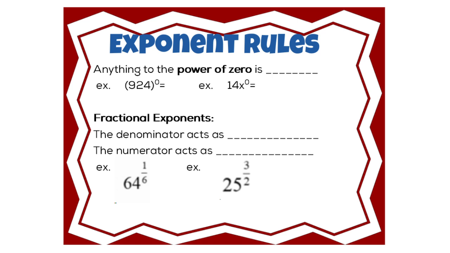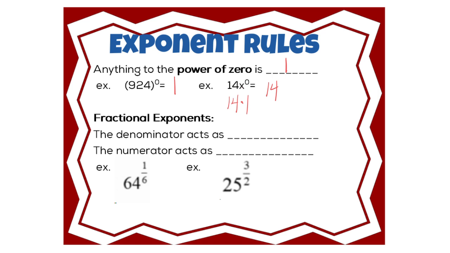So first of all, anything to the power of 0 is always equal to 1. So it doesn't matter if it's a 924 to the 0 or a 14x to the 0. Anything to the 0 power is 1. But look at this second one. The x is being raised to the 0, but the 14 is not because there's no parentheses. So the 14 is still there. The x to the 0 is what turns into a 1. So this final answer is actually a 14.